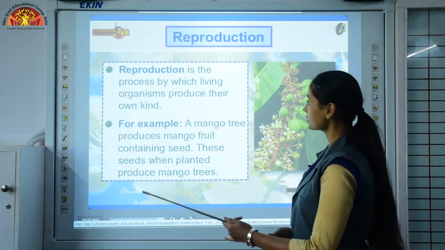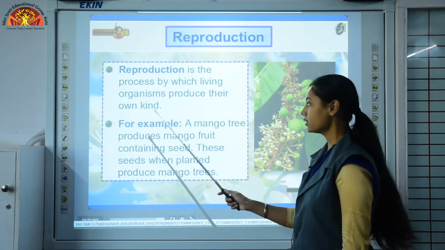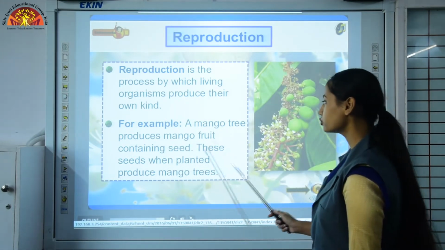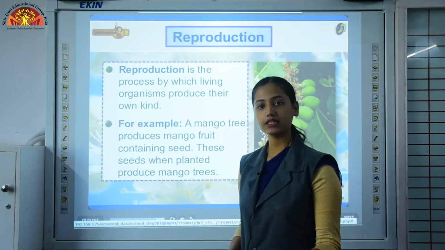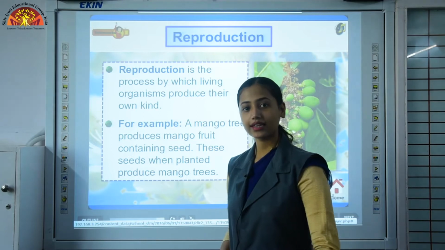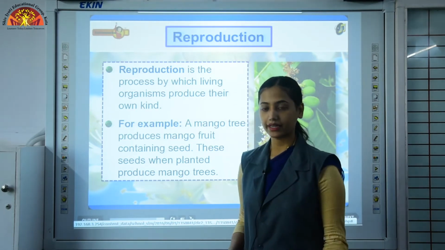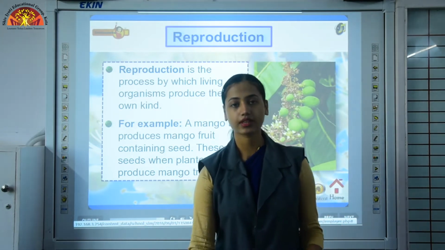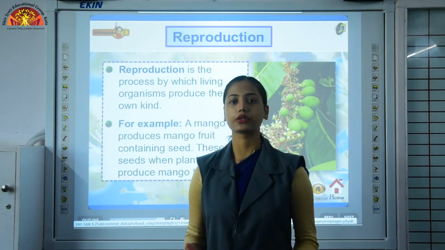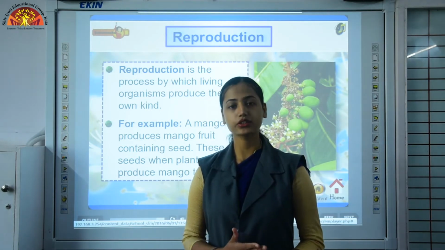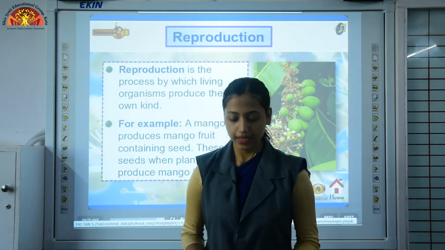So reproduction is the process by which living organisms produce their own kind. Own kind means a mango fruit will produce a mango tree only. If we plant a mango seed in the soil, then it will grow into a mango tree only. So we produce our own kind. Now in this chapter, we will study plants only, how plants reproduce. And in class 8, you will study reproduction in animals, how reproduction takes place in animals.